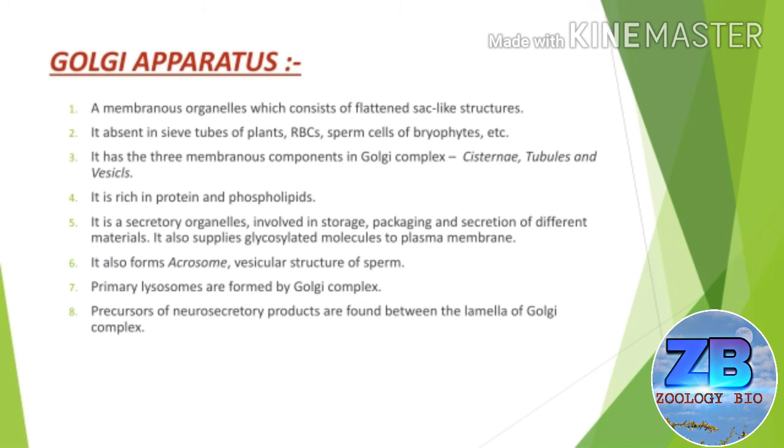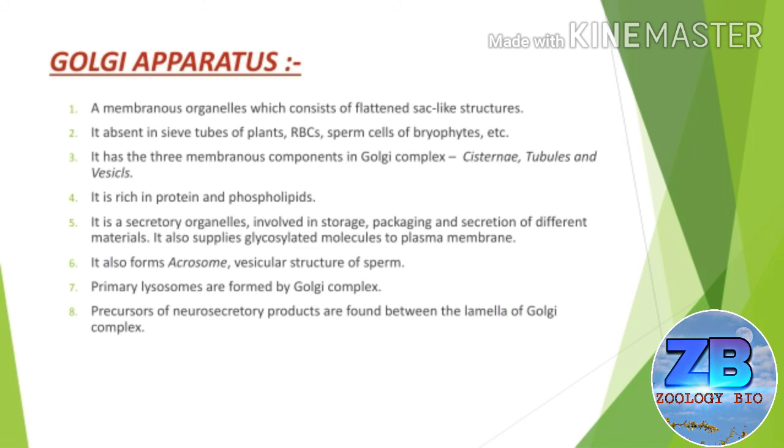Number two is tubules. Tubules arise from the periphery of the cisternae. These are small flat structures. Number three is vesicles. Vesicles are large round structures. These are found on the edge of cis and trans faces. Golgi apparatus is rich in proteins and phospholipids. It is constantly being formed, changed, broken down, and reformed. It may be formed from plasma lamella, nuclear envelope, annulate lamellae, and endoplasmic reticulum.